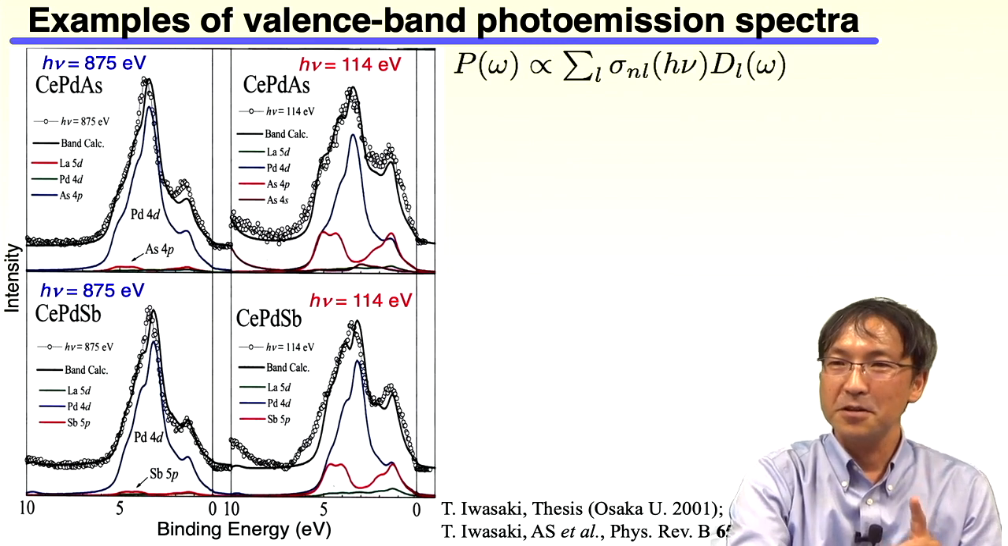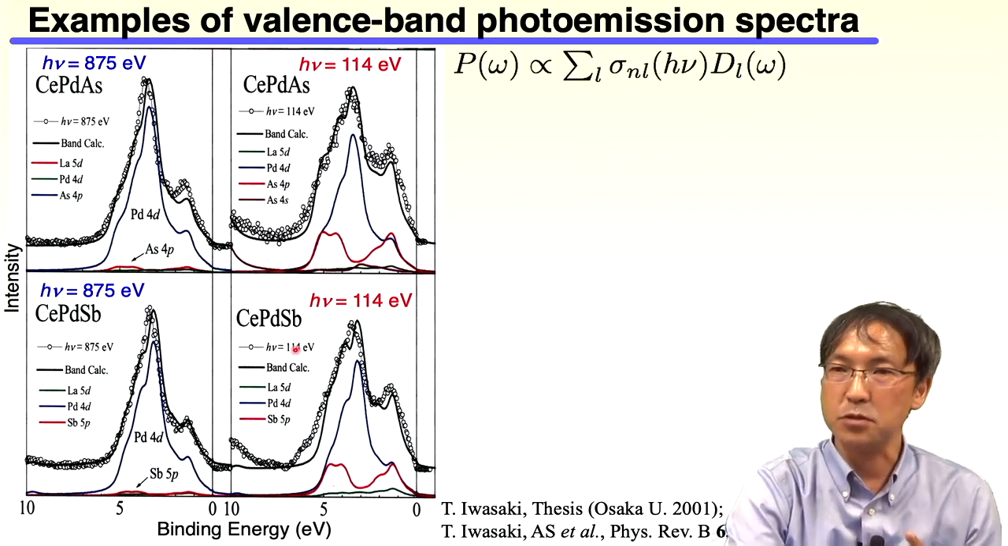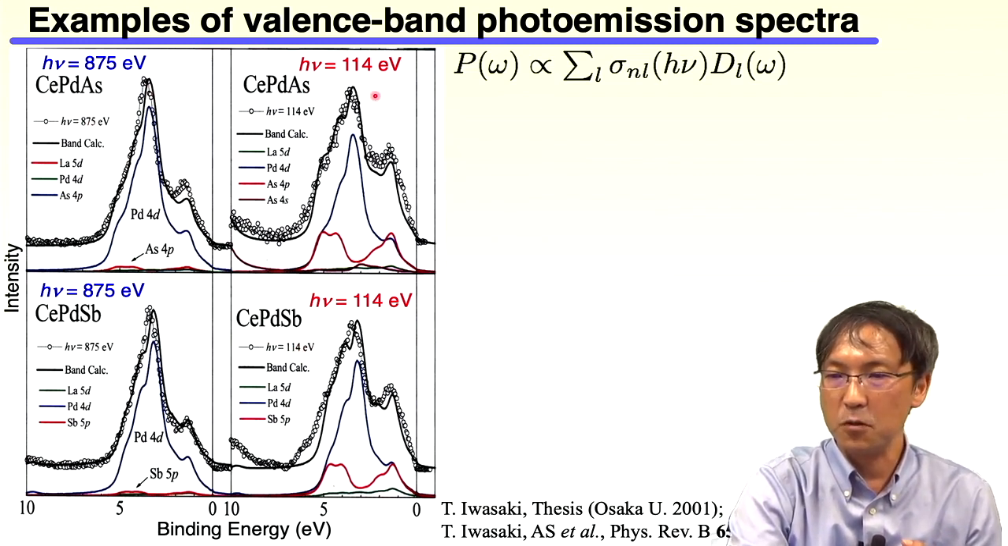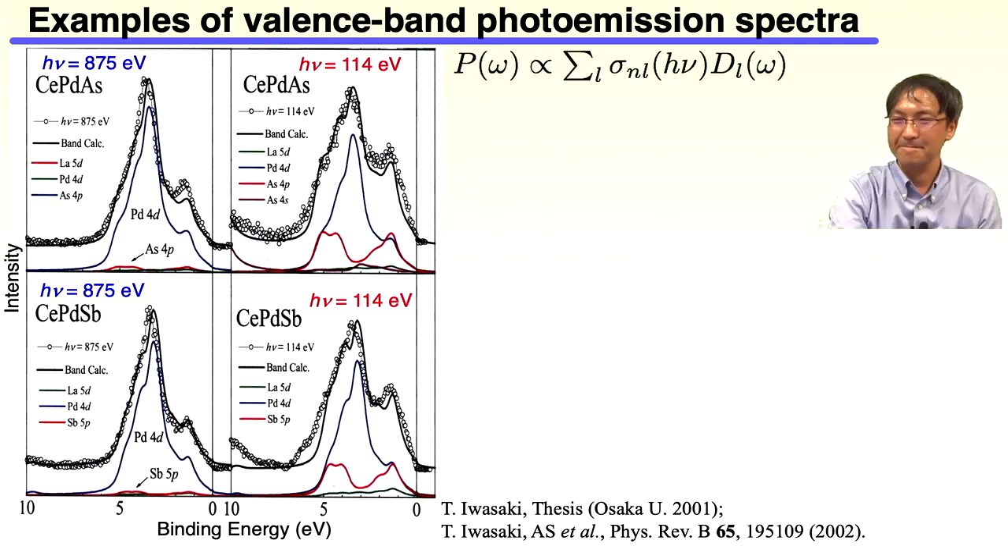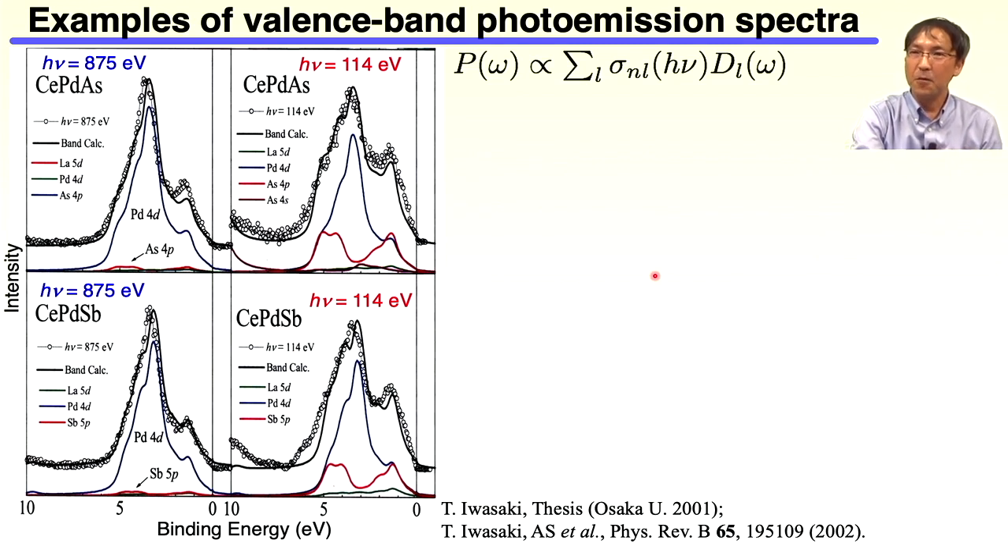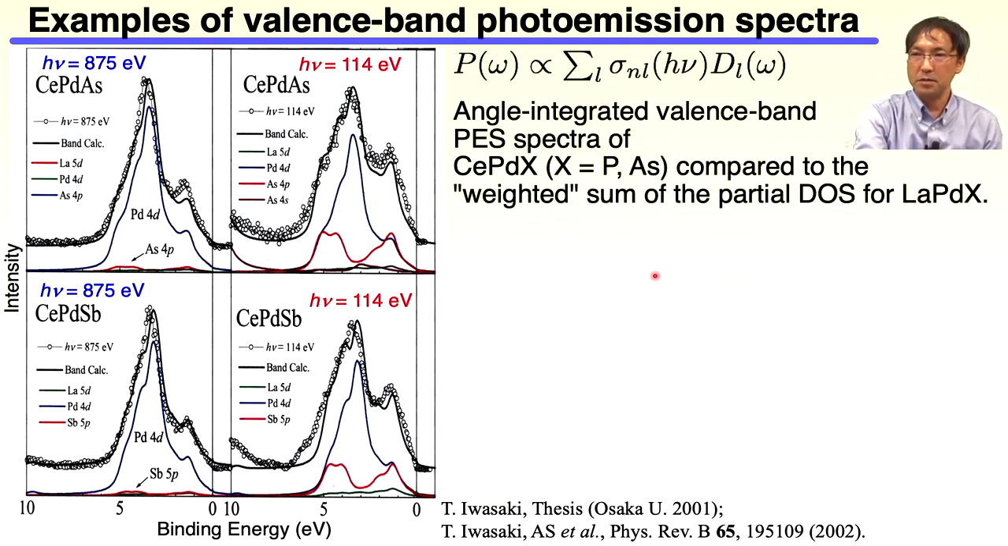This figure represents valence-band angle-integrated photoemission spectra of the ternary compounds cerium palladium arsenic and cerium palladium antimony, measured at different photon energies, 875 electron volts and 114 electron volts. Since the cerium 4f electrons are so localized in these compounds, it is expected that the band structure calculation for the valence-band palladium X will explain the photoemission spectra with the non-4f component.